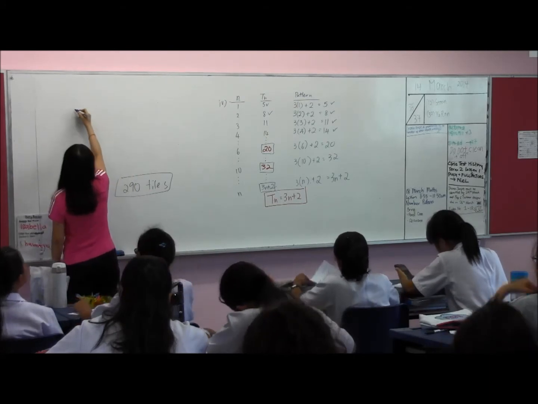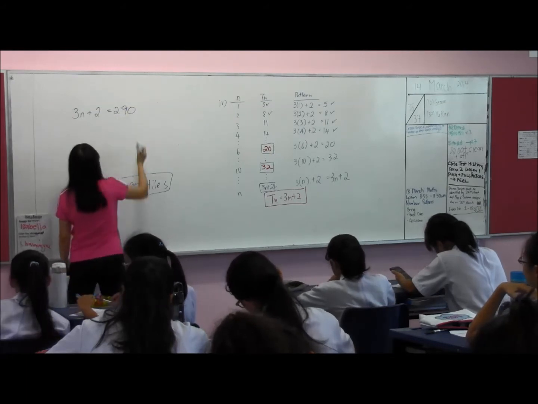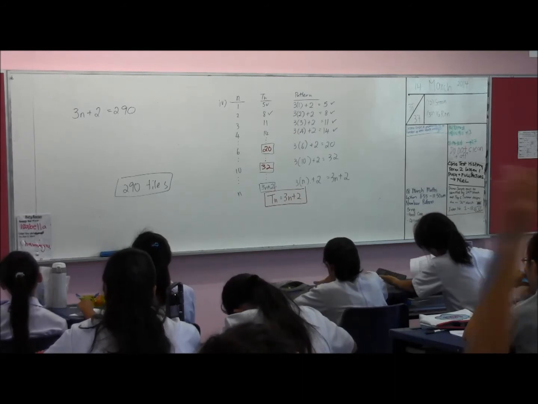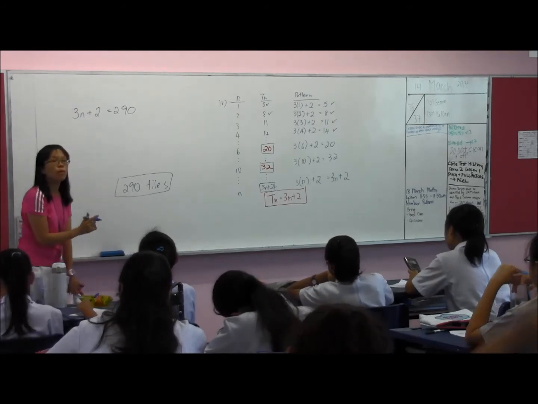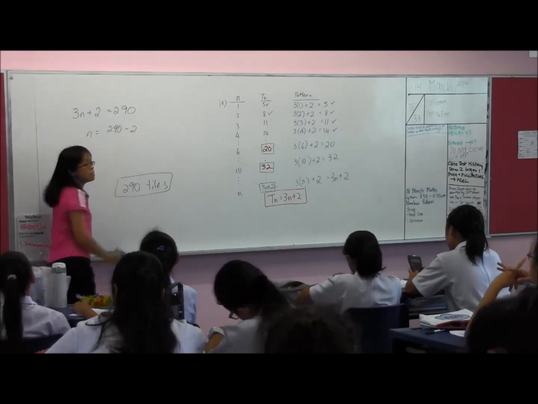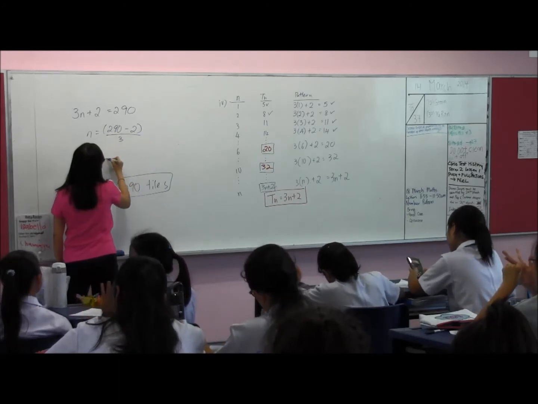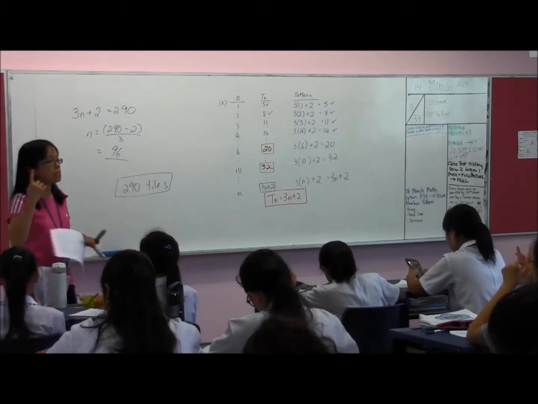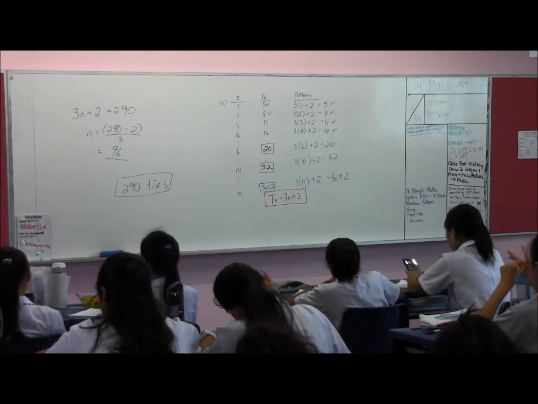You can say 3n plus 1 must be 290. That means the total number of tiles must be 290 tiles. So if I want to find my n, what number times 3 plus 1 will be 290? What will you do? You take 290 minus 1 first, then divide by 3. Press your calculator, and you will get 96. So at figure 96, the total number of tiles or squares is going to be 290.